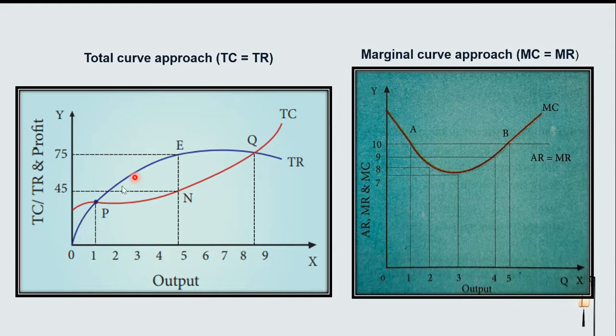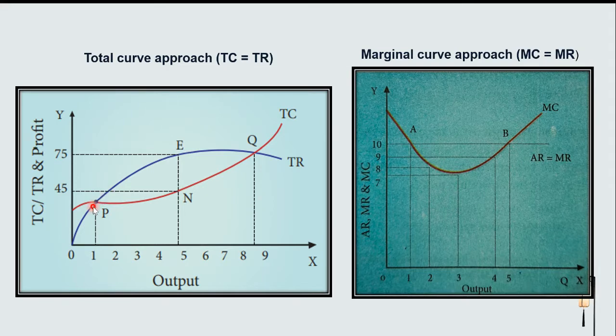So the blue curve represents TR, the red is TC. P and Q are the points of equilibrium. What do you mean by equilibrium? Where TC is equal to TR, or the break even point. Whatever revenue you get, you have spent that, or whatever you spent, you have got this revenue. So P and Q are called break even points, or where TR is equal to TC.